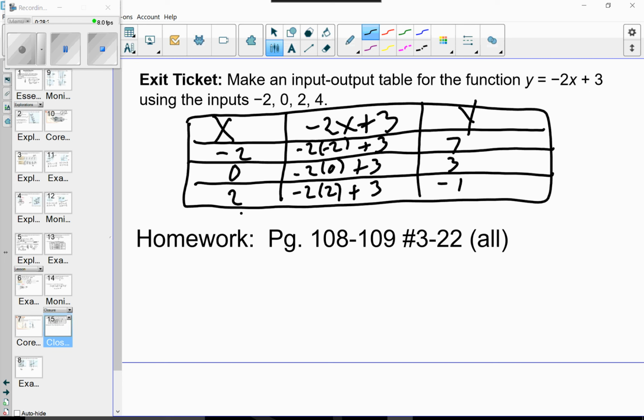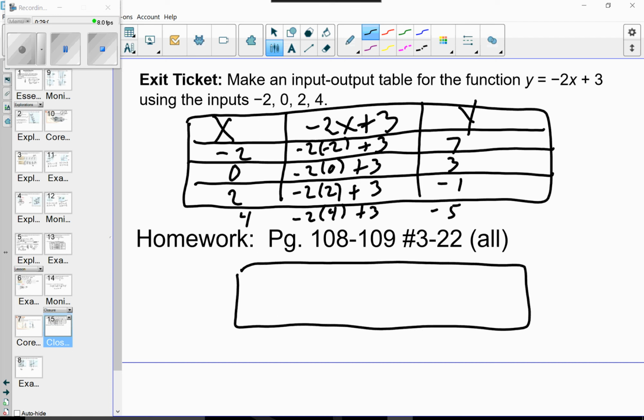And then finally, if I put a 4 in for x, negative 2 times 4 is negative 8. Negative 8 plus 3 is negative 5. So again, if you have the table, x is negative 2, y is 7, x is 0, y is 3, x is 2, y is negative 1, and x is 4, y is negative 5. So really, you didn't need the middle column. Technically speaking, all you really needed was this.